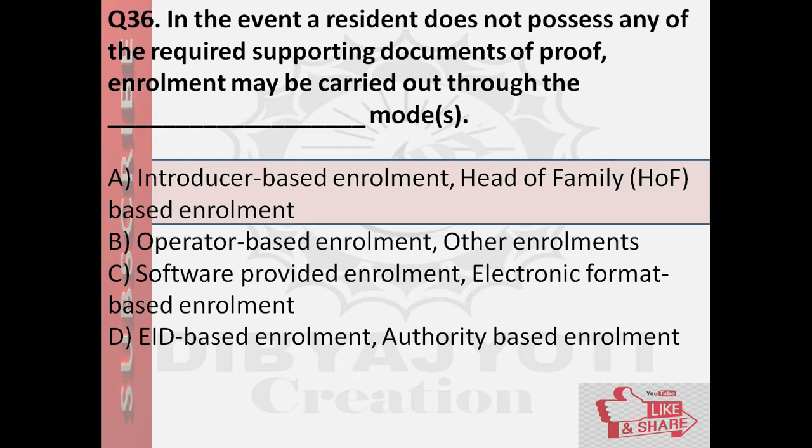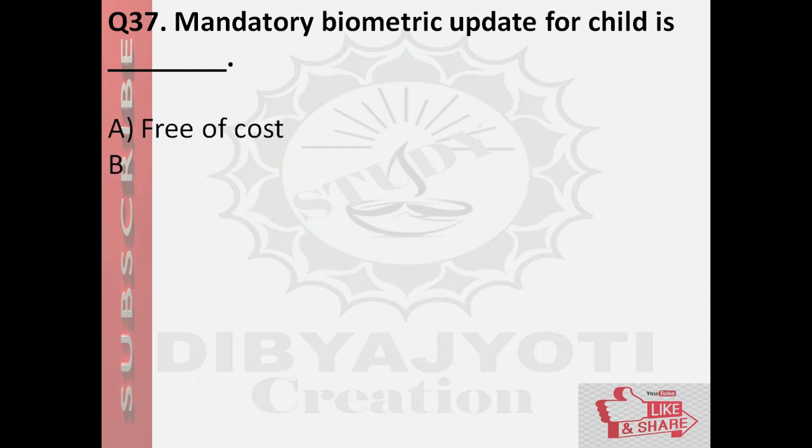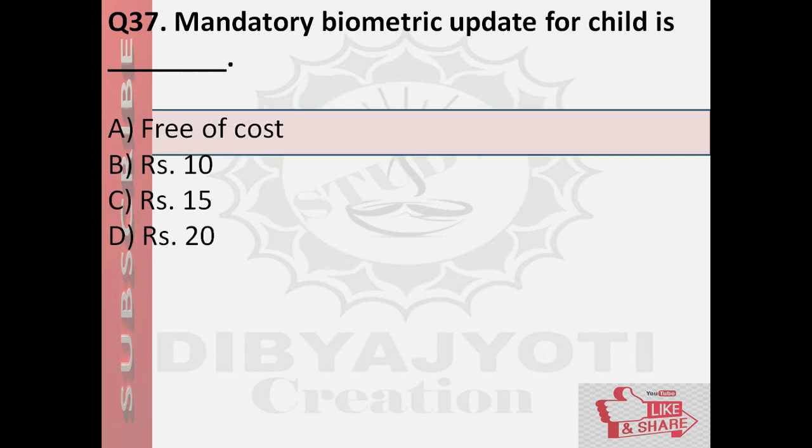introducer based enrollment, head of family based enrollment. Question number 37, mandatory biometric update for child is death. Options are option A, free of cost, rupees 10, rupees 15, rupees 20. And answer is free of cost.